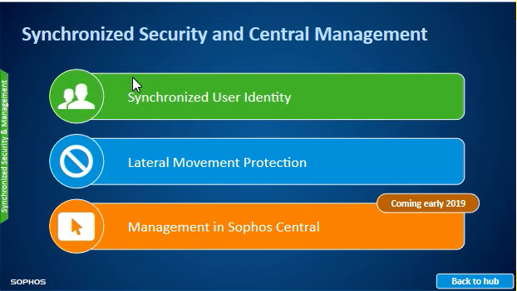Synchronized Security has three big new features in version 17.5. Synchronized user identity that allows endpoints to share the logged-in user with the XG firewall through the security heartbeat. Lateral movement protection, which can protect computers on the same network segment from computers with a red health status. And firewall management in Sophos Central, which will be available in early 2019.